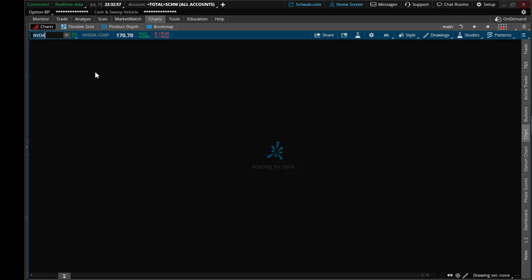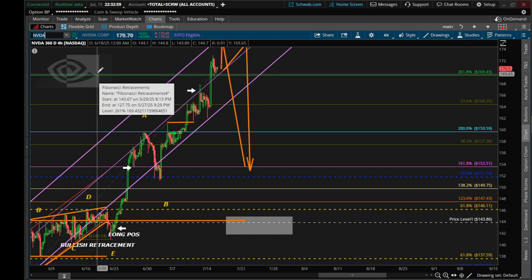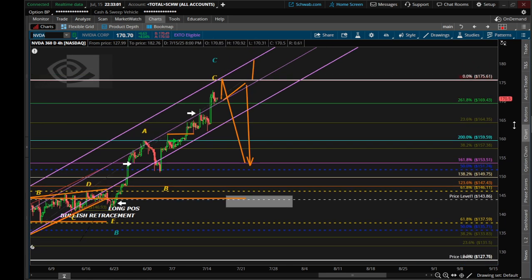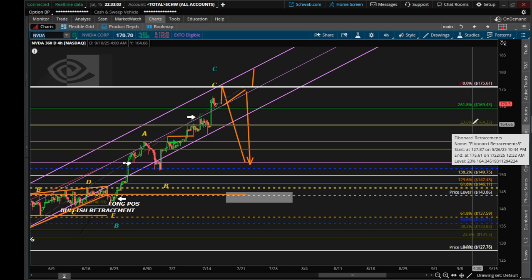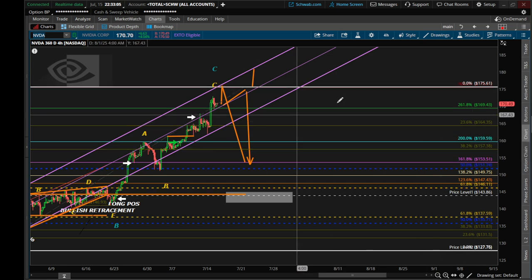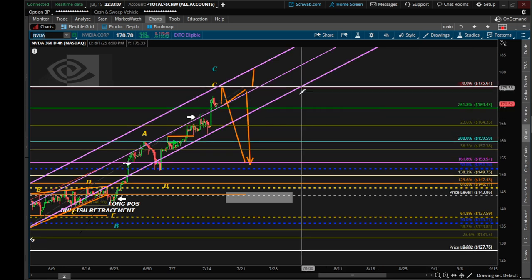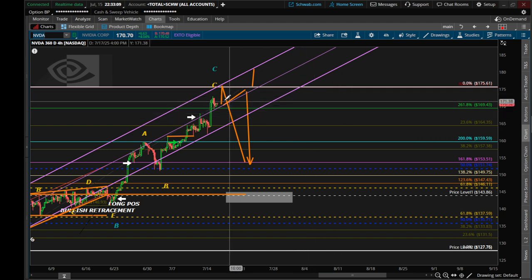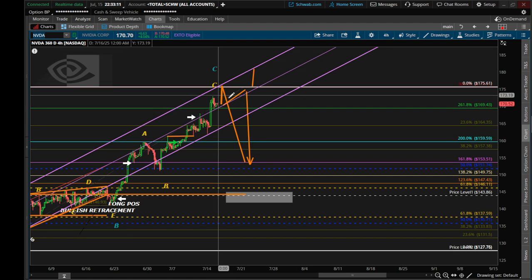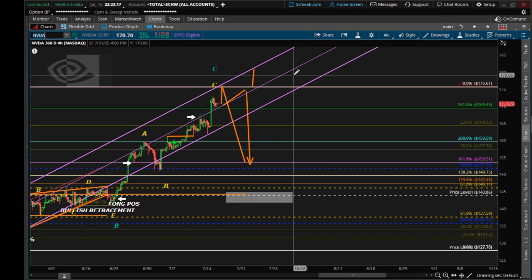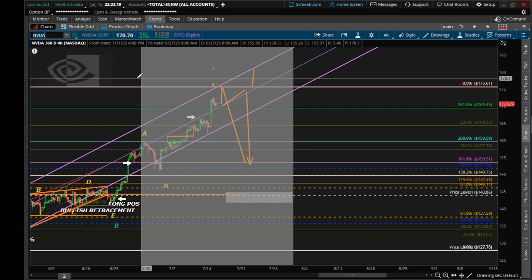Here's Nvidia once more. The fact that it went ahead and got to 170 today was surprising. So really looking for a correction. Let's just see how it reacts with this implemented pitchfork. Okay, so there's that. Let me zoom in.